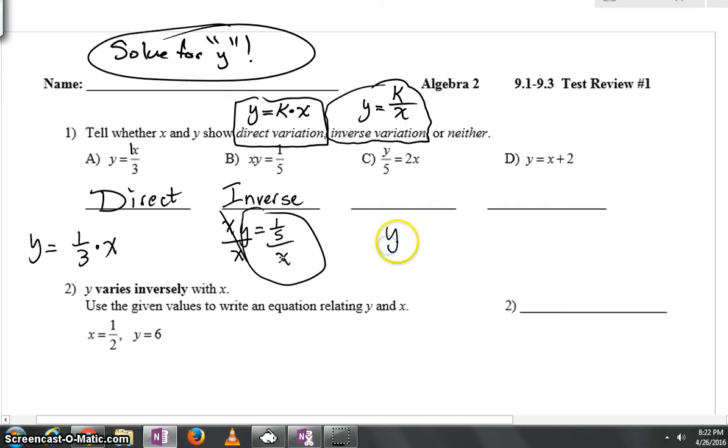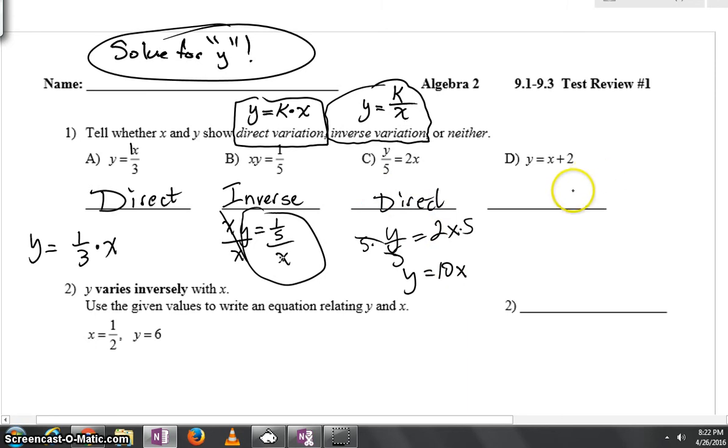For letter C, if you have y over 5 equals 2x, get y alone. Multiply both sides by 5. And 5 times 2x will get you 10x. This is what we'd call direct variation because we see a number multiplied to x. So this is going to be direct.